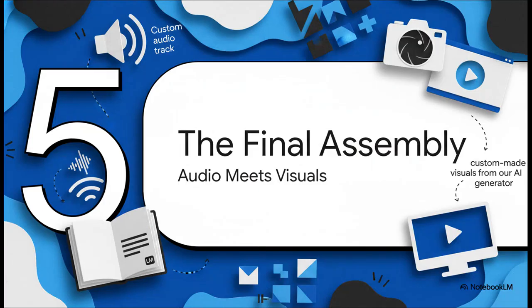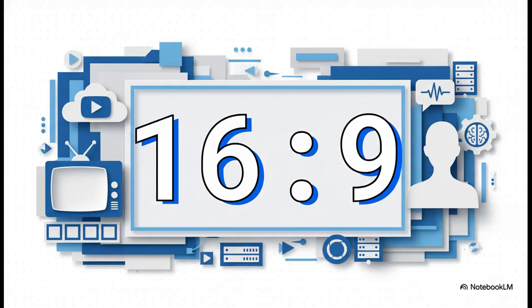All right, so we've got our 2 main ingredients ready: we have a powerful audio track from our script, and we have a whole collection of stunning custom visuals from our prompts. Now it's time for the fun part, putting it all together. But before we start editing, we need to talk about our canvas, 16 by 9. These numbers might seem random, but they are everything.